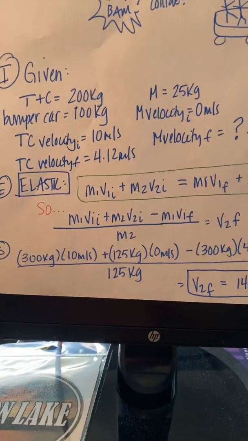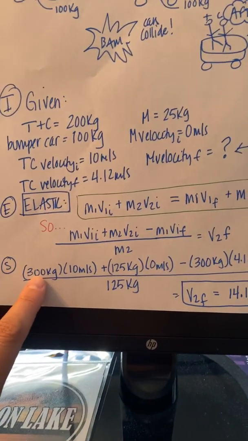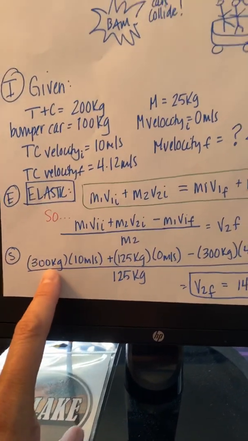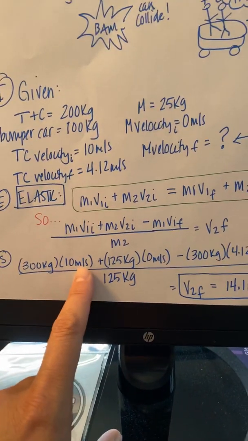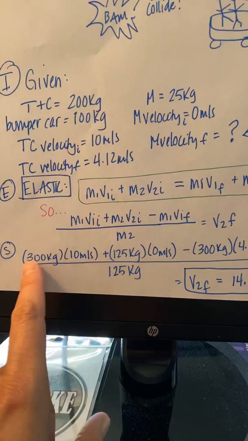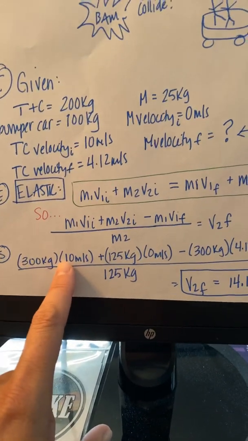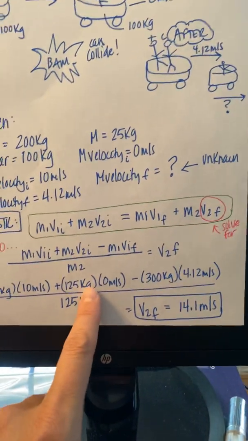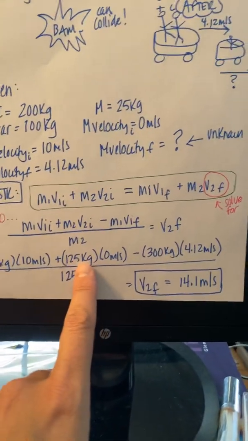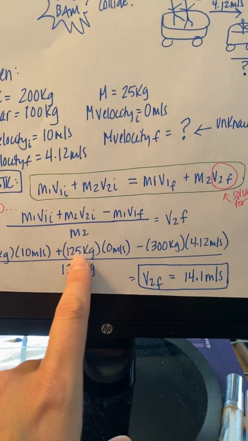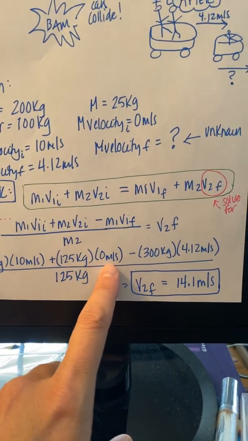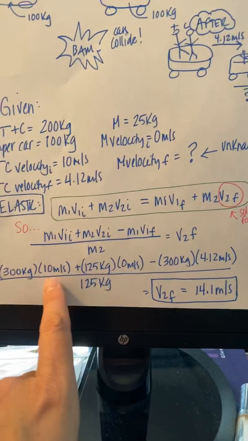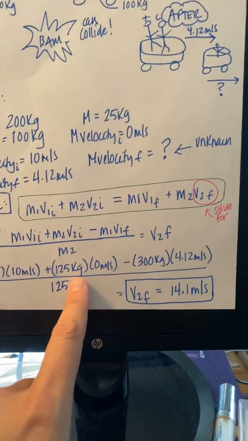As we plug in, the total mass of the first car is 300 because Tubby and Chubby were 200 kilograms and the cart is 100. It was moving 10 meters per second. These two numbers get multiplied. That's going to give you 3,000 kilogram meters per second. Then we get the momentum of the second object, Melinda's car. She weighs 25 kilograms, but the car weighs 100. We multiply that by her initial velocity, which is 0. We get 0. So right now we have 3,000 plus 0.